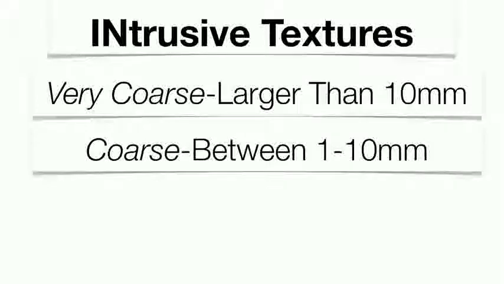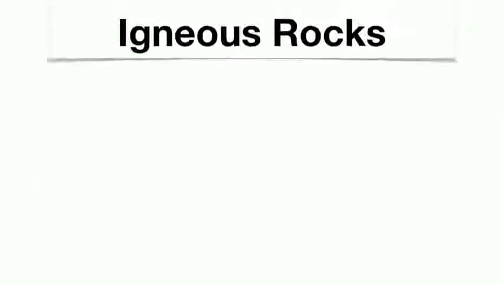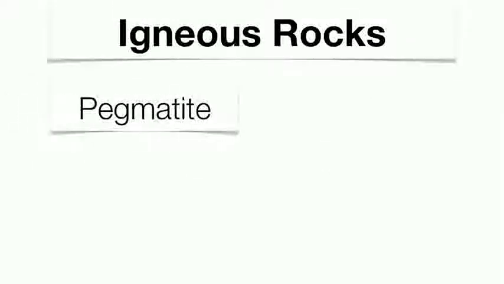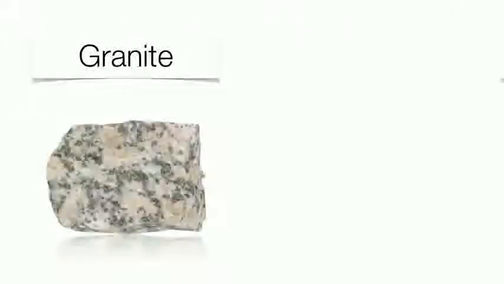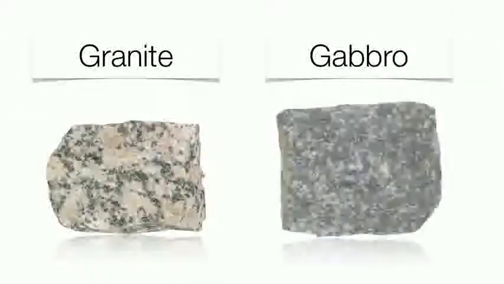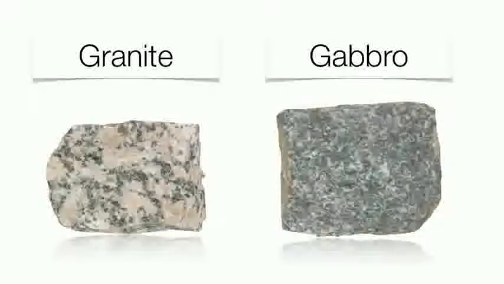Let me show you some pictures of these. So the only very coarse rock you have in your reference table is pegmatite. Okay? Massive crystals, light in color, felsic. You have a couple coarse grain rocks. Granite and gabbro are the two most common. Granite is light in color, tends to be felsic in nature. Gabbro tends to be dark in color, mafic in nature. Again, coarse grain rocks, you do not need a magnifying glass to identify the crystals within them.